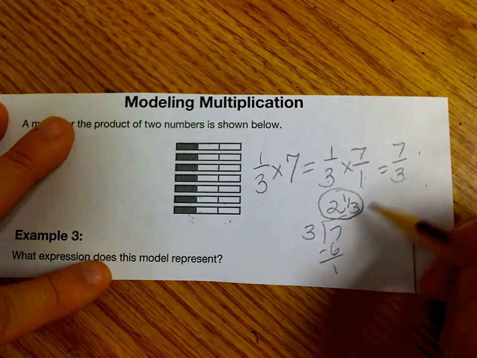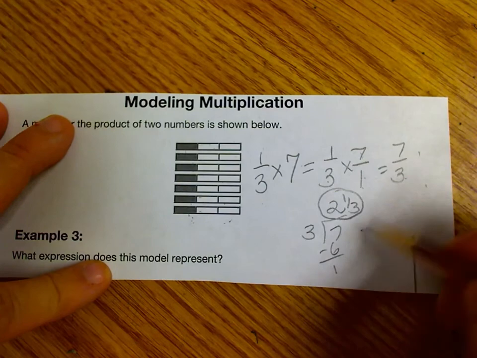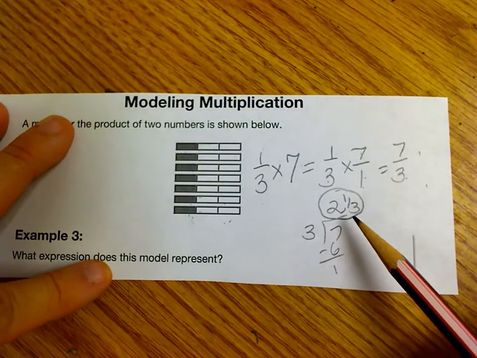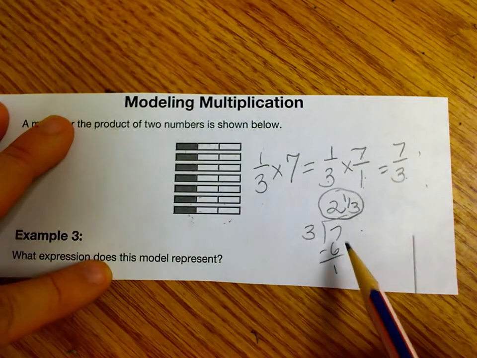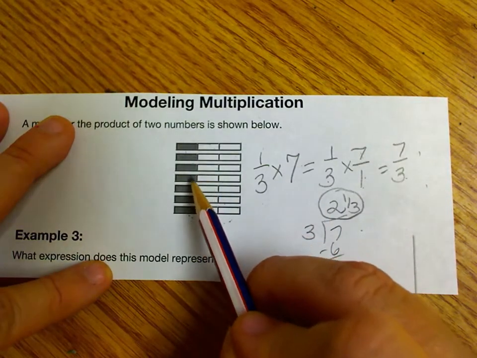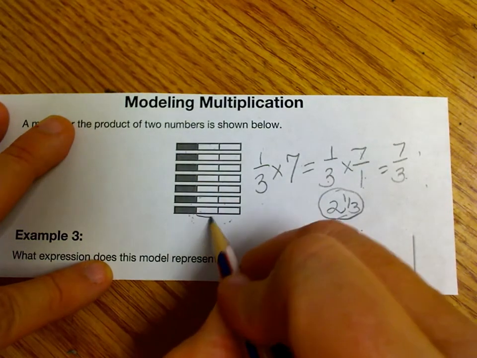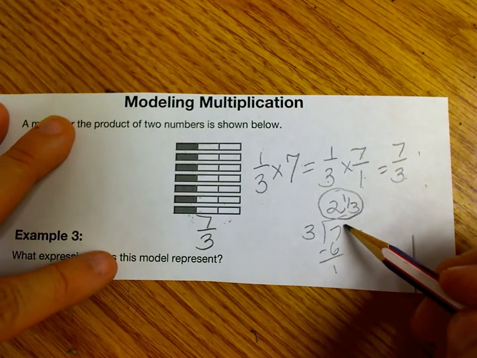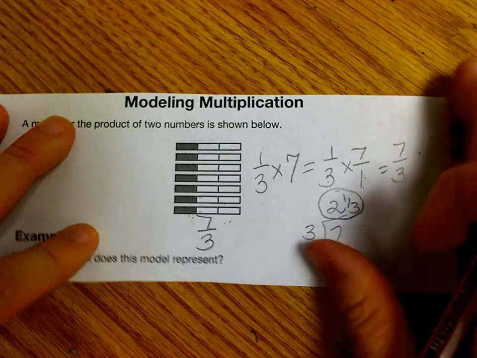Then you would change your improper fraction to a mixed number by dividing and writing your remainder as a fraction. So if you count these, you have 1, 2, 3, 4, 5, 6, 7 thirds, which as a mixed number would be 2 wholes and 1/3.